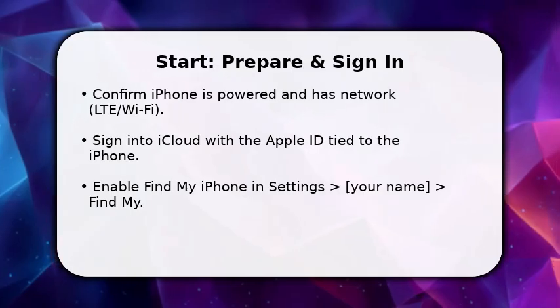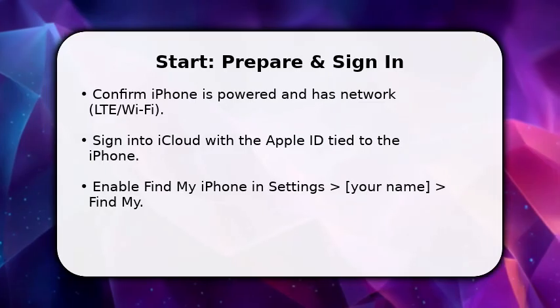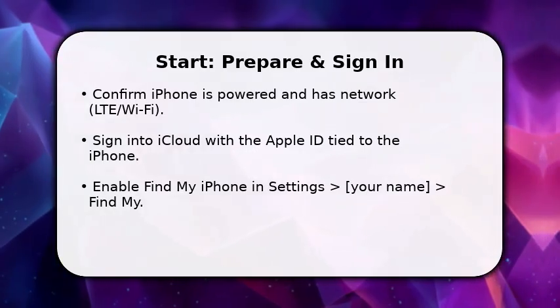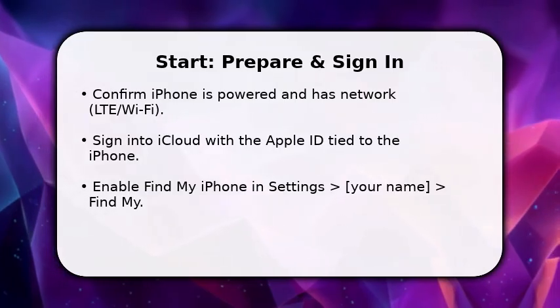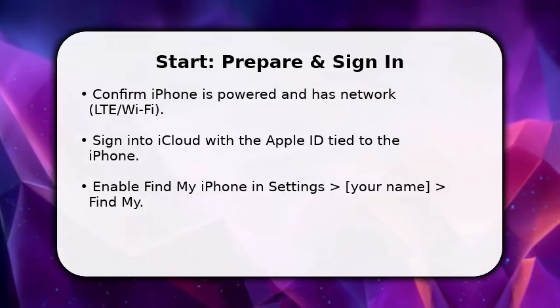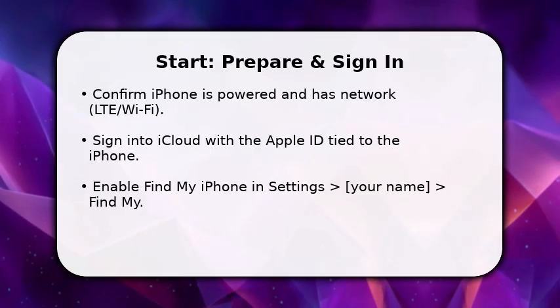You're going to begin by verifying essentials. Make sure the iPhone has power and a network connection because location needs data. Next, sign in at iCloud.com, or on another Apple device, using the Apple ID linked to the lost phone. This authenticates you. Once logged in, open Find My.